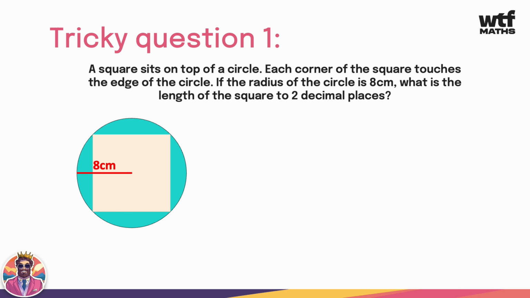Okay, here's our first question. A square sits on the top of a circle. Each corner of the square touches the edge of the circle. If the radius of the circle is 8 centimeters, what is the length of the square to 2 decimal places? So in this question, you are told that you have a circle, there's a square sitting on top of the circle, and the edges of that square touch the circle, and the radius is 8 centimeters. That's all the information you're given. If you feel you can do it, give it a go.